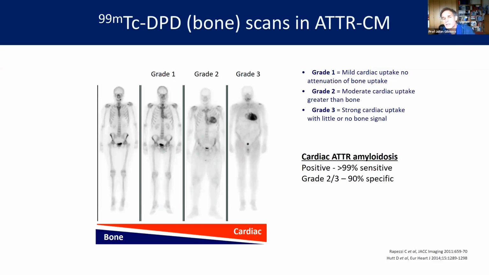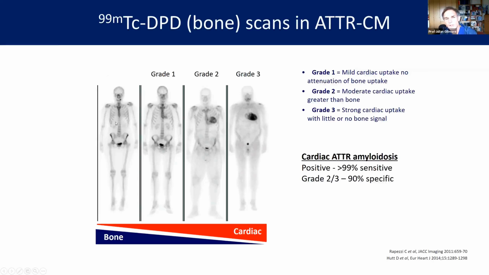But DPD scintigraphy, we discovered, and actually a chap called Claudio Rapezzi, who worked in Bologna in Italy, started looking at DPD scintigraphy very systematically. And what he identified was that it's exquisitely sensitive. If you have ATTR amyloid in your heart, DPD scintigraphy is more than 99% certain to pick it up. And he came up with this grading system related to the intensity of uptake in the heart, as you can see here on these pictures, in relation to uptake in the bones.